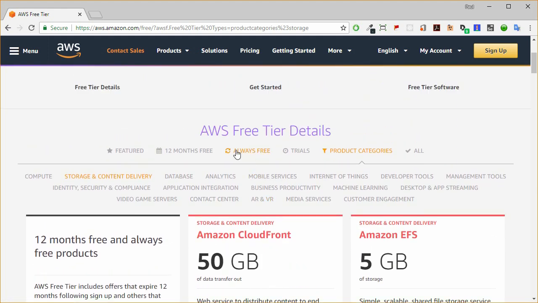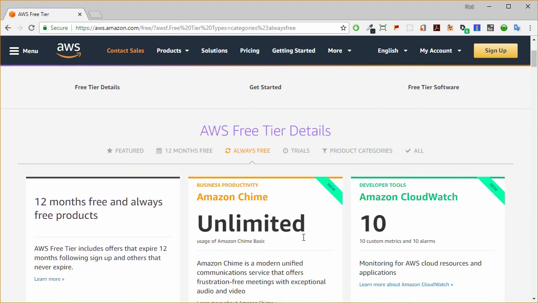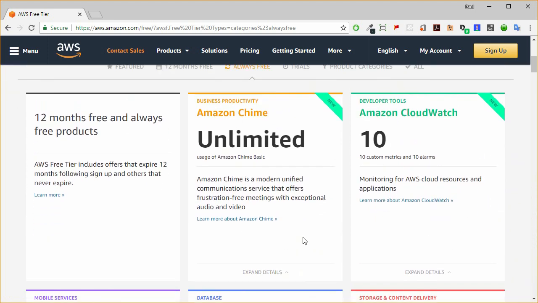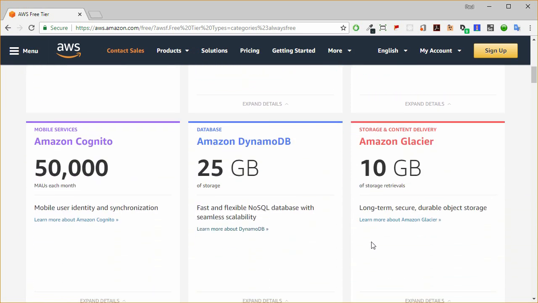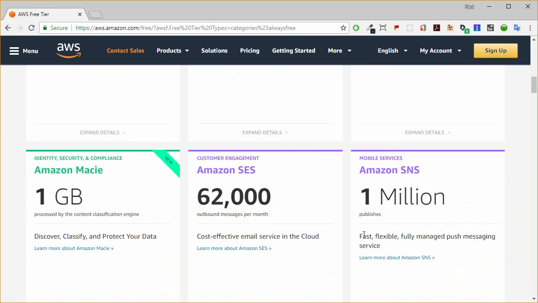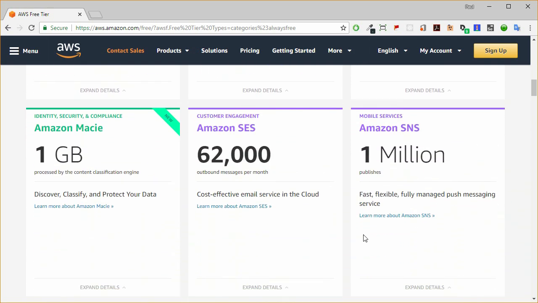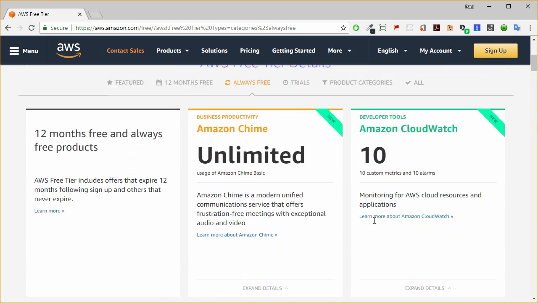So let's have a look at the things that are always free. So under Amazon CloudWatch, we have 10 custom metrics and 10 alarms. So provided we stay below that, that's not going to cost us anything. And that doesn't expire after 12 months. So it's always free. And DynamoDB, 25 gig of storage, always free. Amazon SES, 62,000 outbound messages per month. Provided we stay under that for the month, we're not going to incur a charge for that.